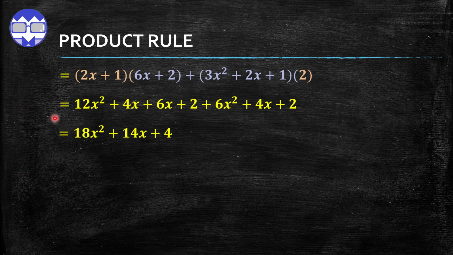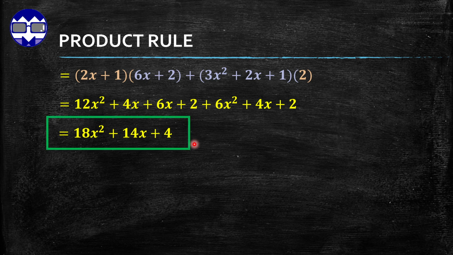So we have here 12x squared plus 6x squared, which is 18x squared. 4x plus 6x is 10x, plus 4x is 14x. We have 2 plus 2 here, which is 4. So that's the final answer.